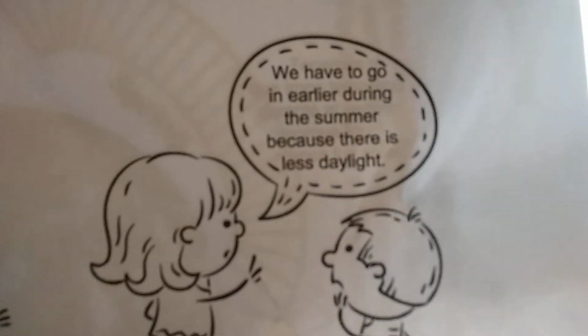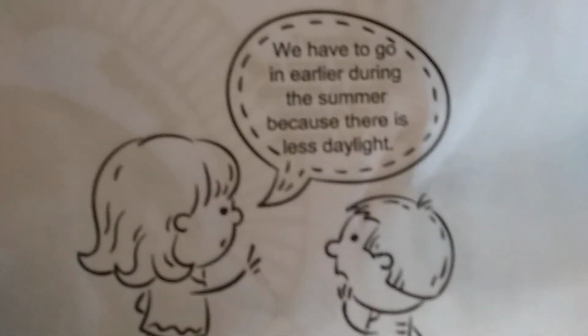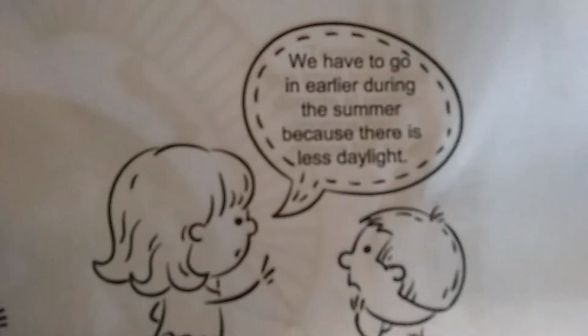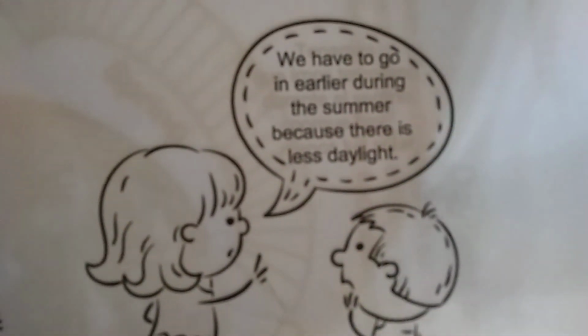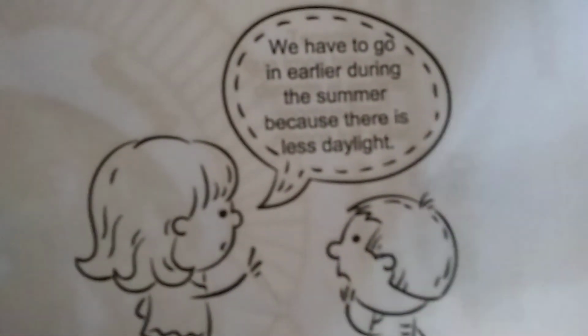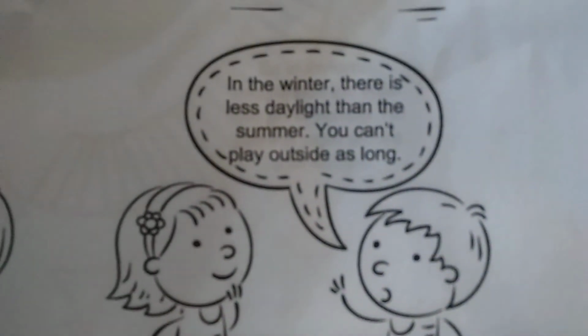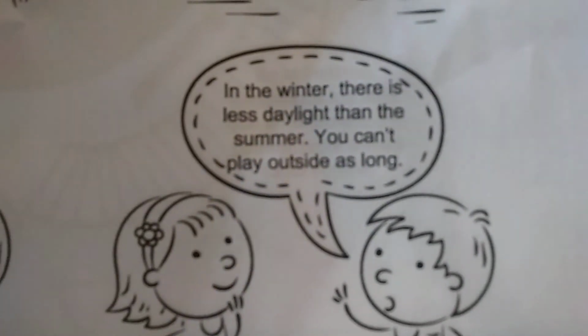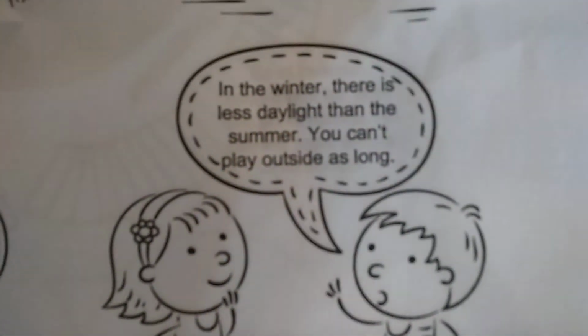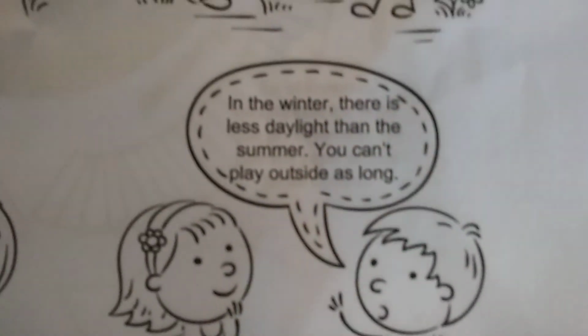Then listen to these two children. We have to go in early during summer because there's less daylight. Well, is it early? Do you go inside early during summer, or do you go in early in winter? Then these two children are saying, I think fall has the most daylight. And then these two children are saying, in the winter, there is less daylight than the summer. You can play outside as long. Well, I'm not sure if they're right. Let's try to find out.